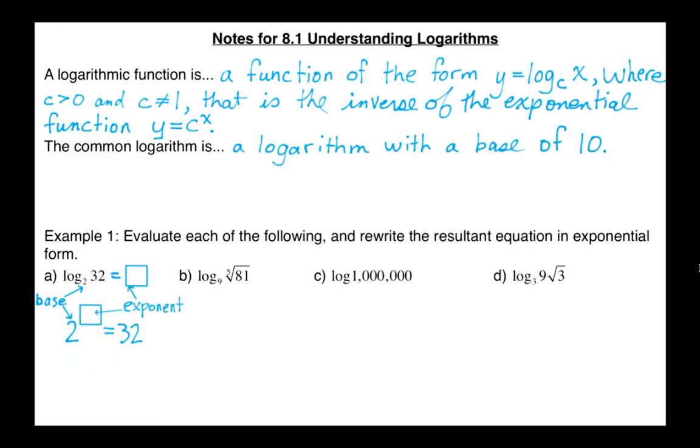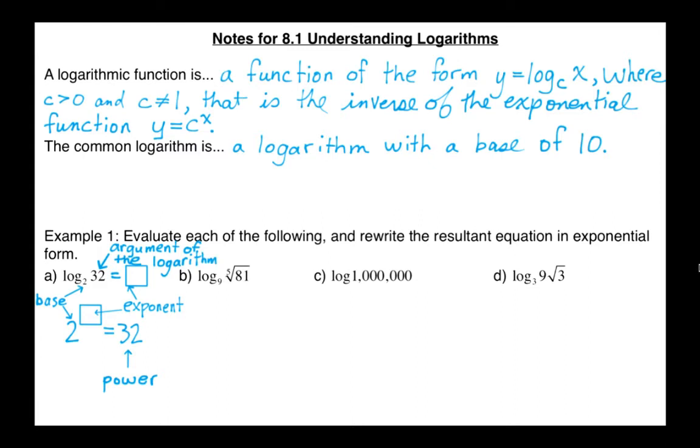We refer to this, what's going to go in the box, as the exponent. So that means the answer to a logarithm question is an exponent, and it would be the exponent that if you raise that base to that exponent, you get this thing, that power of 2. Now, in this expression, we don't refer to 32 as the power. We refer to it as the argument of the logarithm.